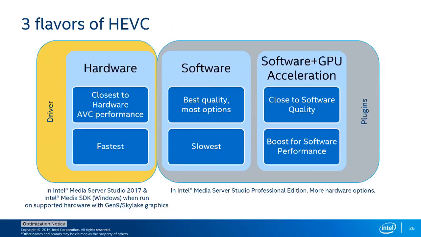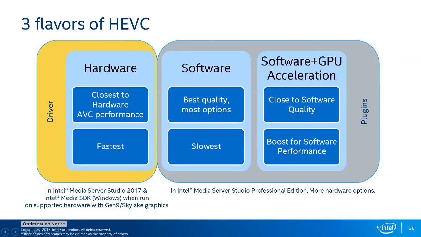Also wanted to mention that now we have 3 flavors of HEVC. So the new main attraction, I guess, is the hardware accelerated HEVC that's available in the driver. I mean, it's distributed with the graphics driver for Windows, and it's automatically installed with Media Server Studio 2017. So if you have the Skylake hardware underneath, it's active and ready to go.